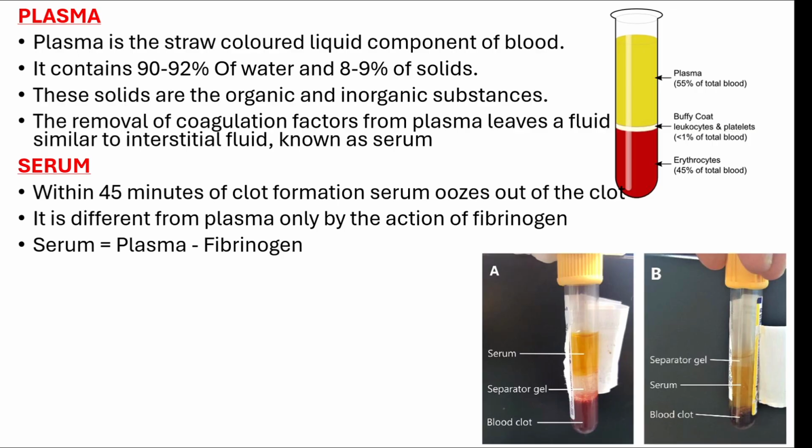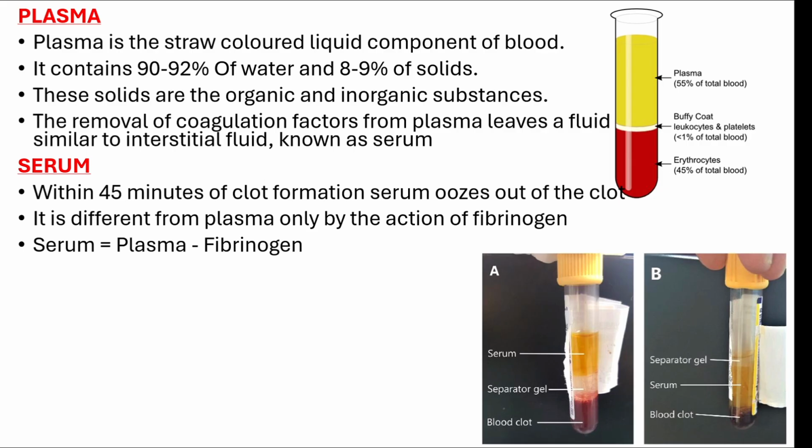Then the difference between plasma and serum. Plasma is the straw-colored liquid component of the blood. It contains 90 to 92% of water and 8 to 9% of solids. These solids are organic and inorganic substances. The removal of coagulation factors from plasma leaves a fluid similar to interstitial fluid known as serum.